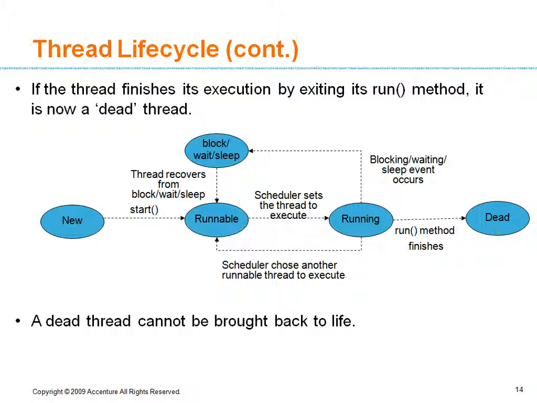Then like that, this cycle will go on, right? And after the code inside run method is complete, then it will go from running state to dead state or exit state, we call it. Okay. So this is the life cycle of a thread. These are the various states of life cycle in a thread.